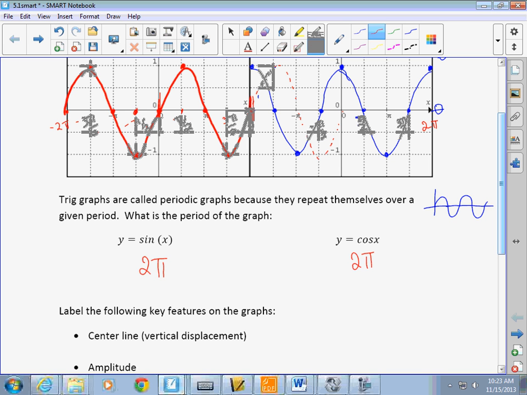Okay, so the next part says label the following key features on the graphs. So we want our center line, which is also called the vertical displacement. And the vertical displacement is the line where exactly half of the graph is below it and half of the graph is above it. It's kind of an axis of symmetry, but instead of being an up-down axis of symmetry, it's horizontal.